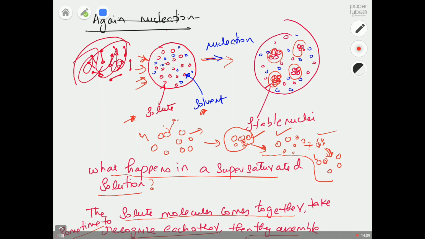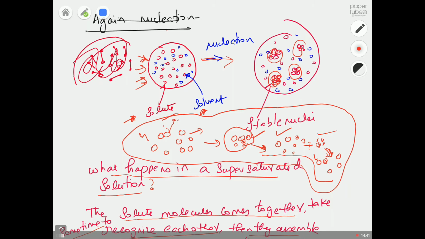You have the possibility of molecules coming together, assembling together, which might evolve into stable nuclei. You also have the possibility of molecules coming together and, instead of evolving into stable nuclei, disintegrating back and eventually getting dissolved in the solution. So keep these things in mind, because we are going to derive some expression. It's a very tricky one. If you understand this random process, the whole scenario here, then it will be easy to understand the Gibbs expression.